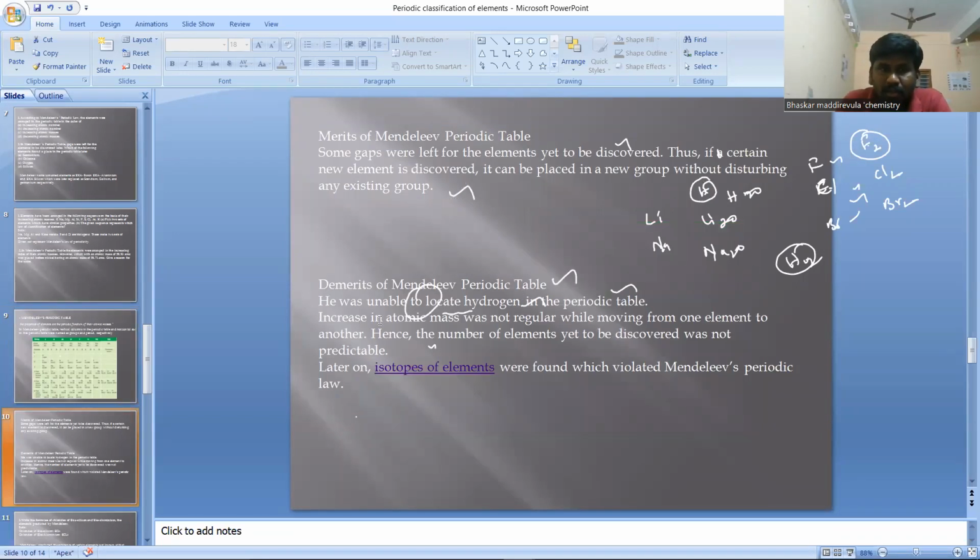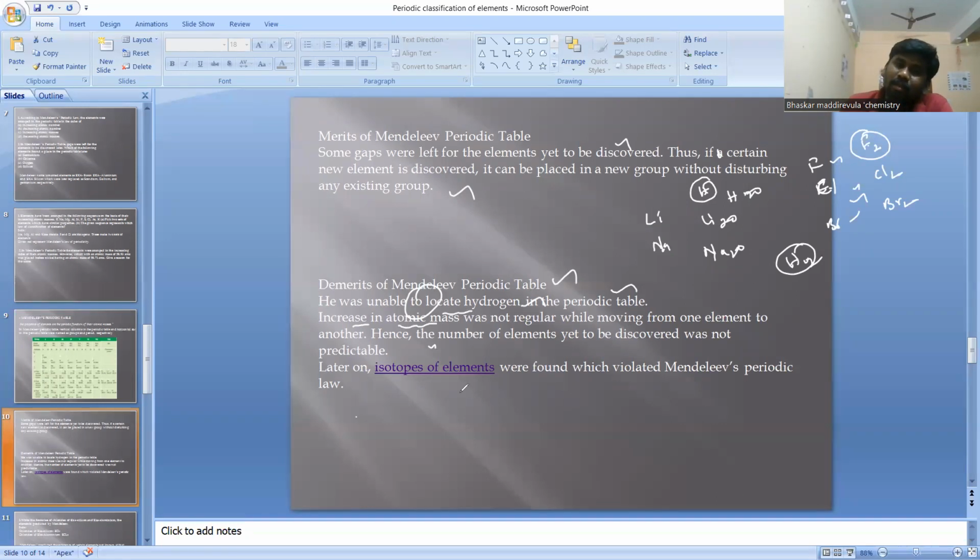The next demerit is that the elements are arranged in increasing order of atomic mass, but the increase in atomic mass is not regular. Because of that, we can't predict the number of elements between two elements. If the atomic mass increased in a regular manner, we could predict new elements. That is one limitation.